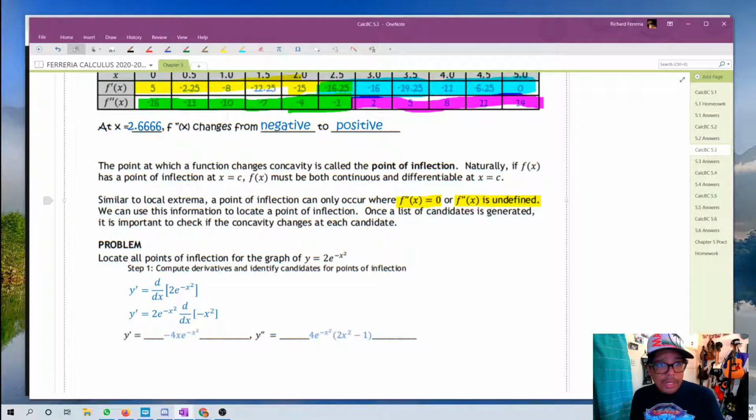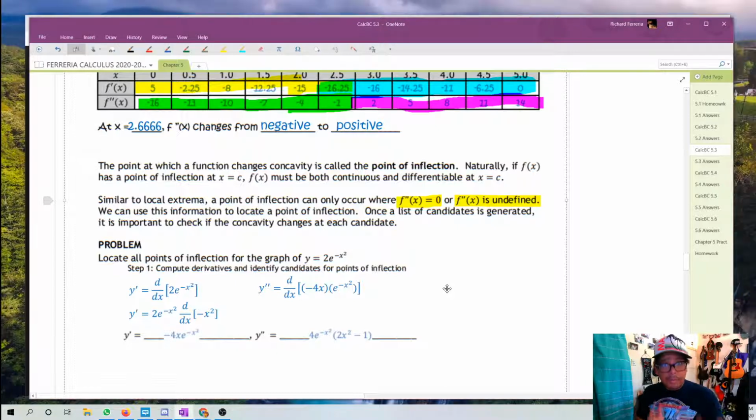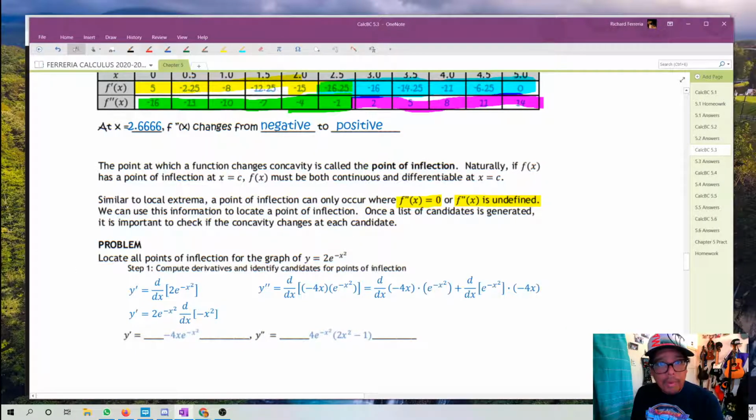Okay, what is the derivative of negative 4x e to the negative x squared? Well, for that one, you're going to need to use the product rule. You have two factors, negative 4x and e to the negative x squared. So here is the derivative of the first derivative. We've broken it up into two factors. Negative 4x is the first factor, and e to the negative x squared is the second factor. And now we just use the product rule. Okay, there's my product rule: the derivative of negative 4x multiplied by e to the negative x squared, plus the derivative of e to the negative x squared multiplied by negative 4x.